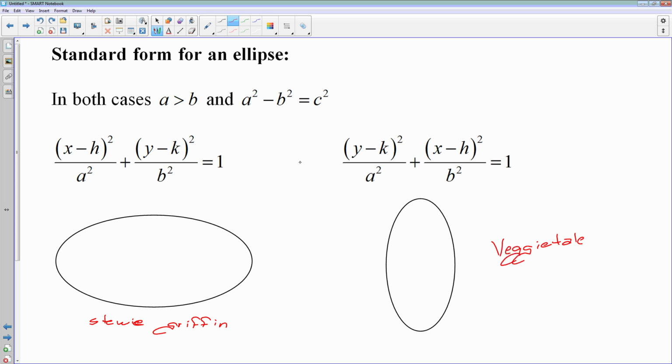Those are the standard forms for an ellipse. You do need to remember this little formula right here, a squared minus b squared equals c squared. Kind of like Pythagorean theorem, except you subtract instead of add. That's going to come in handy later.